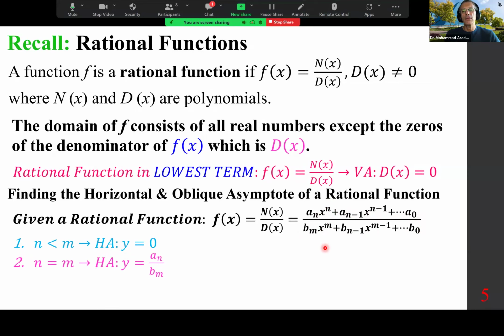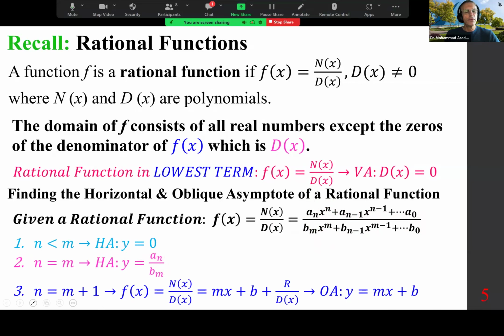If n is equal to m, they have equal degrees, then the leading terms take over, and y becomes a sub n over b sub m, the ratio of the leading coefficients. Finally, if n is precisely 1 more than m, that means m plus 1, then we do the division, long division or synthetic division. It results in mx plus b, which is a linear function, plus some remainder over d of x. This linear function y equals mx plus b is the oblique asymptote, also known as slant asymptote.